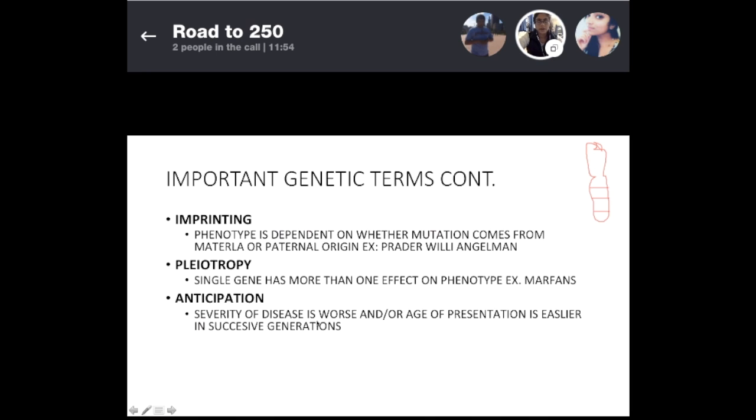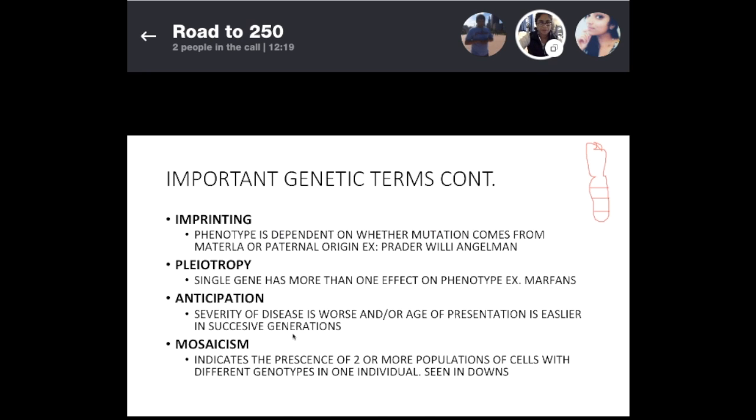Anticipation is when the severity of the disease worsens and or the age of presentation is earlier in each successive generation. So anticipation, and we can allude this to diseases like Huntington's. And then last is mosaicism, which indicates the presence of two or more populations of cells with different genotypes in one individual. So this is usually seen in Down syndrome.